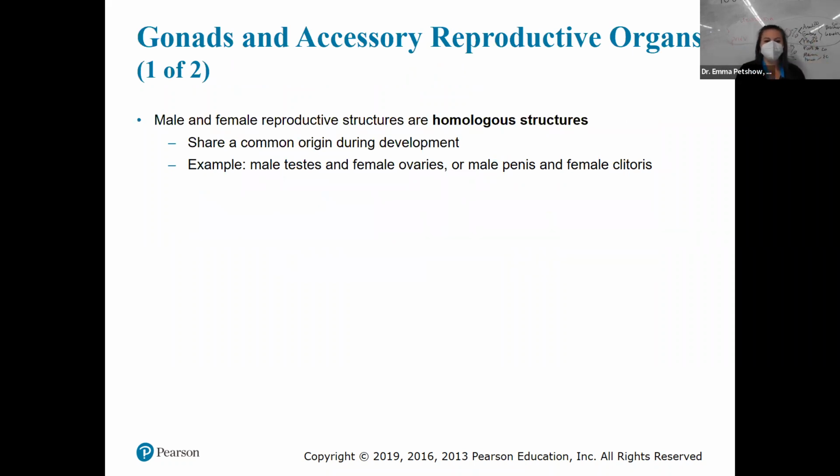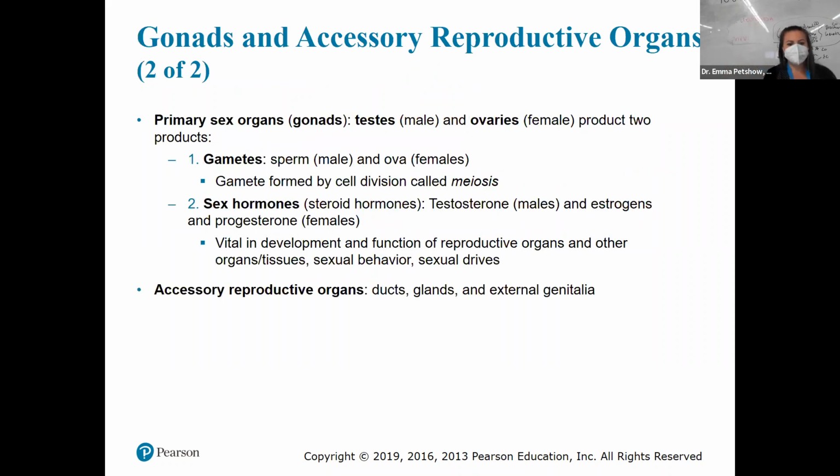When we think though about our accessory reproductive organs, they're homologous structures. What does that mean? They share common origin during development. So the male testes and the female ovaries share common origins. The male penis and the female clitoris share common origins. So primary sex organs that we can consider would be our gonads, our testes and our ovaries. And they have 2 specific products, our gametes, which we've talked about, which are going to form by cell division via meiosis. We'll do a quick rundown of meiosis.